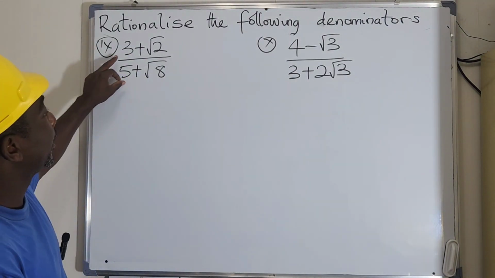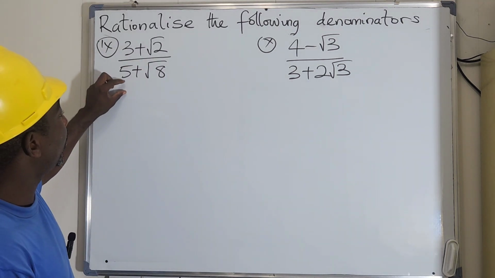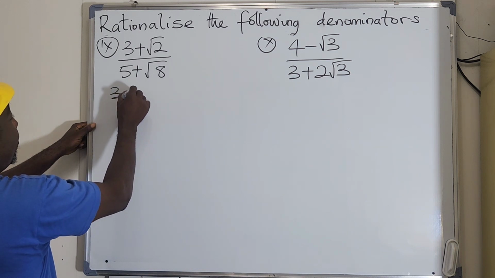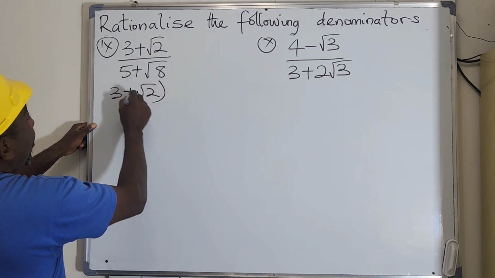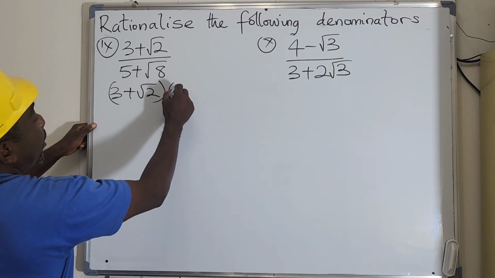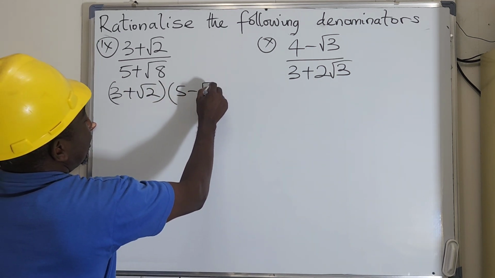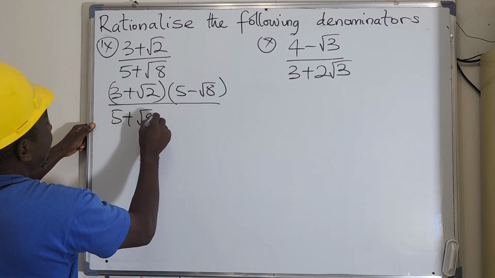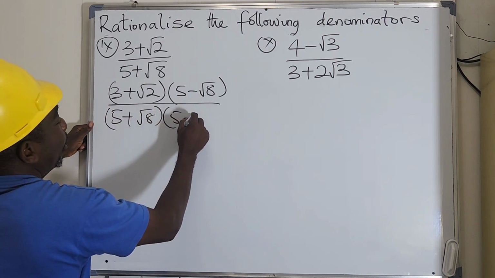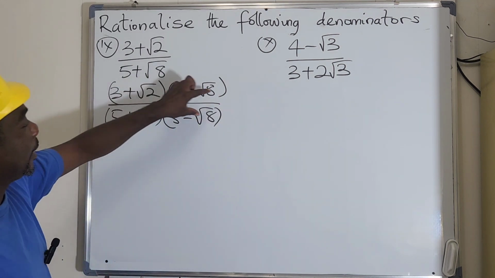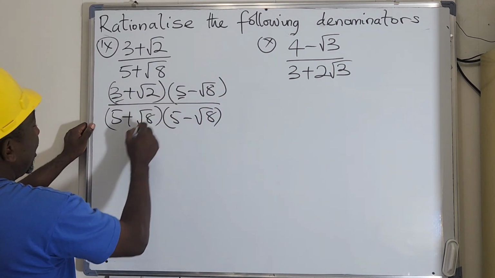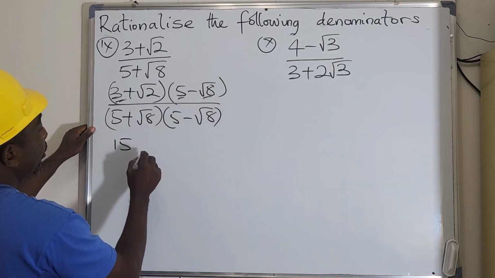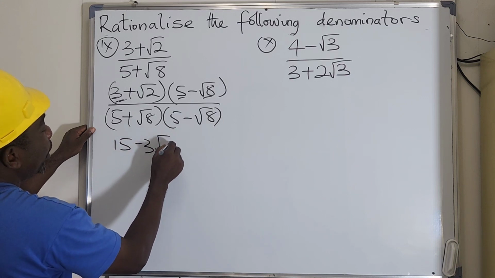So we have number 9. 3 plus root 2 all over 5 plus root 8. So the same thing, we have 3 plus root 2. We multiply by this conjugate, which is 5 minus root 8, all over 5 plus root 8 into 5 minus root 8. So expanding this, we have 3 times 5 gives us 15. Then 3 times minus root 8 will give us minus 3 root 8.